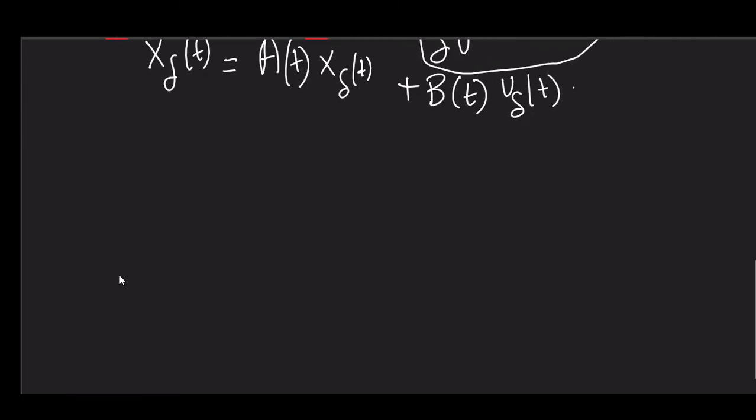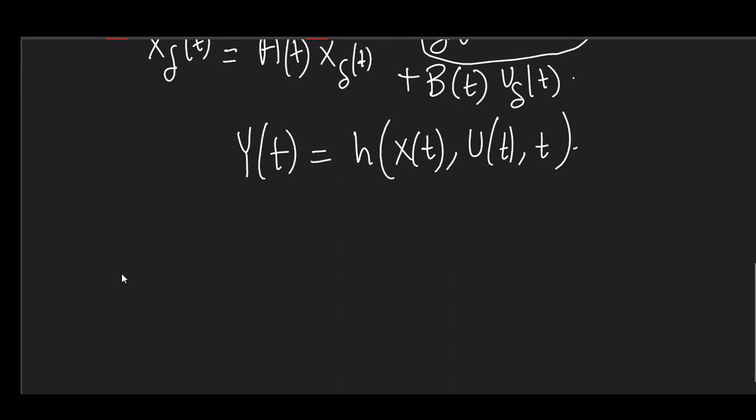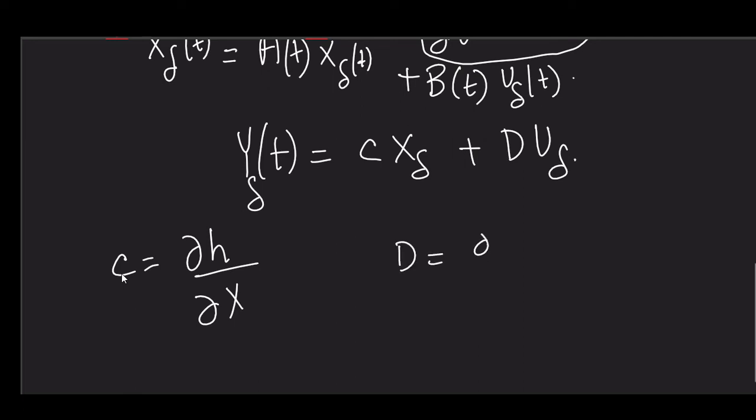And similarly, if we have a nonlinear output equation like y(t) is equal to some h(x(t), u(t), t), we can apply similar techniques and we will get y delta(t) is equal to C x delta(t) plus D u delta(t), where your C is a matrix of del h del x, C contains these terms, and your D is del h del u, right?